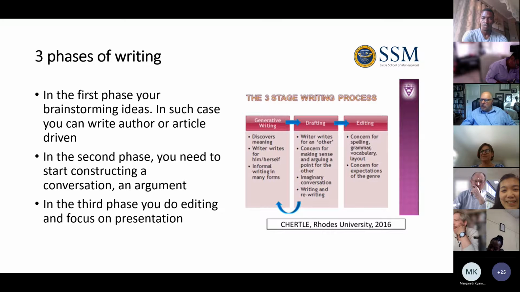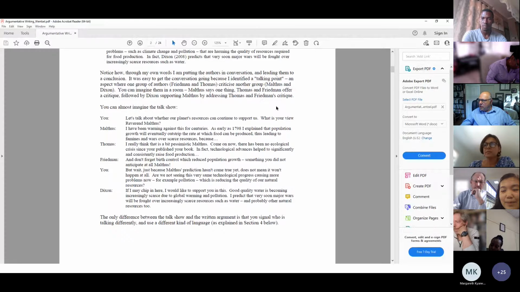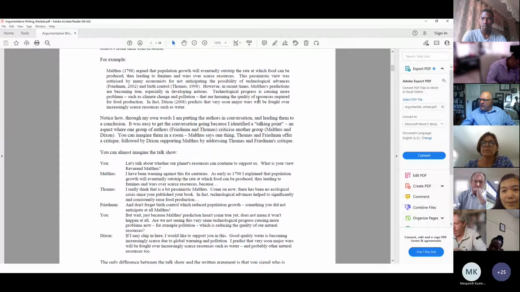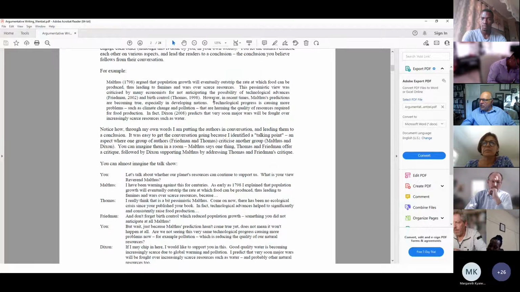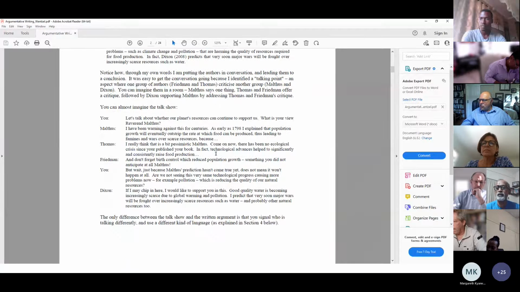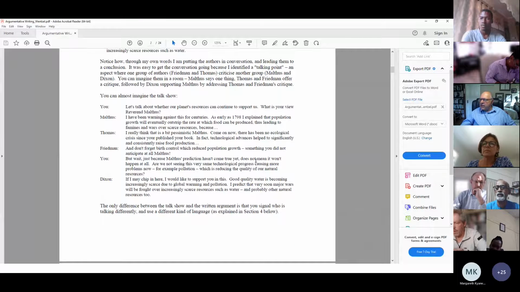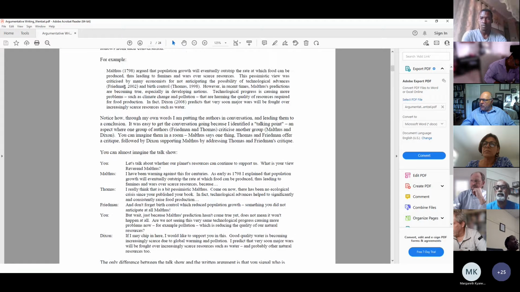Robert, I think you asked for an example. There's an example, if you can see this conversation from Meyer. He's got a paragraph here, where he says the conclusions you believe follow from their conversation, almost like a talk show. So, you say, let's talk about whether our planet's resources can continue to support us. What is your view, Reverend Malthus? And then this source says, I've been warning against this for centuries. If you look at this paragraph at the top, it's set out as a conversation, and you can see this is a good example of how that is done.